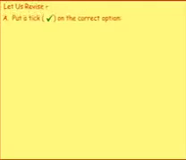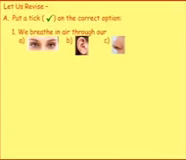Let's begin with the textual exercises. Page number 36. Put a tick on the correct option. Bit 1. We breathe in air through our eyes? No. Ear? No. Nose? Yes. We breathe in air through our nose. Put a tick on option C.